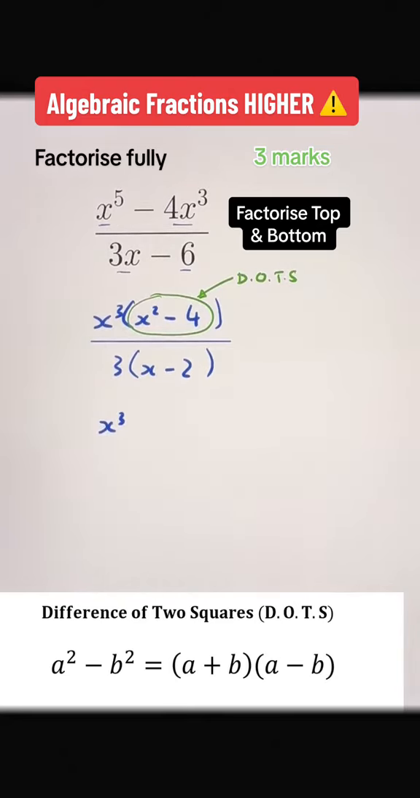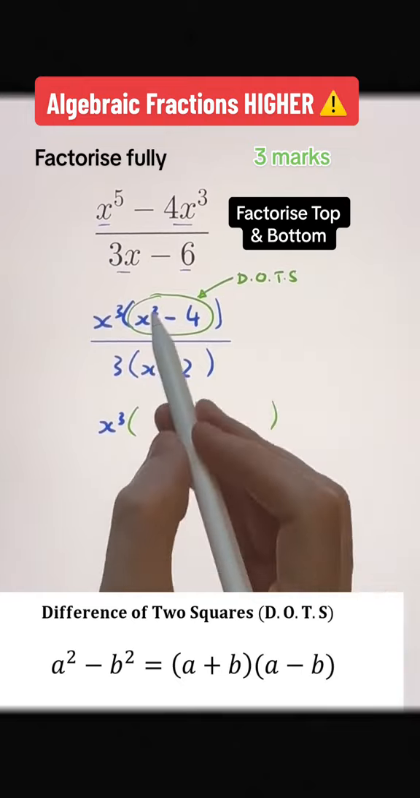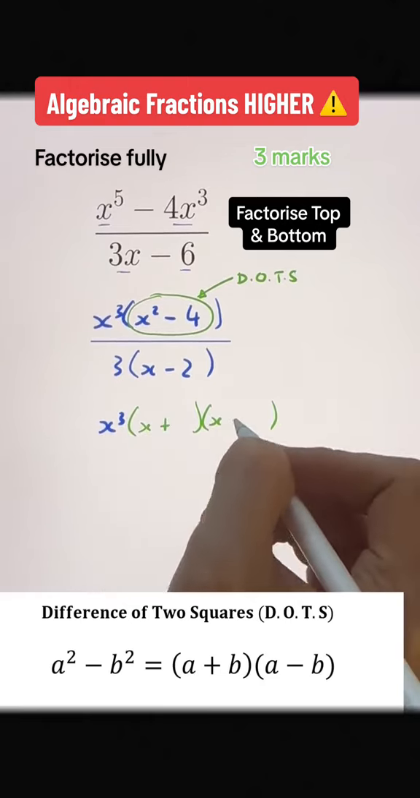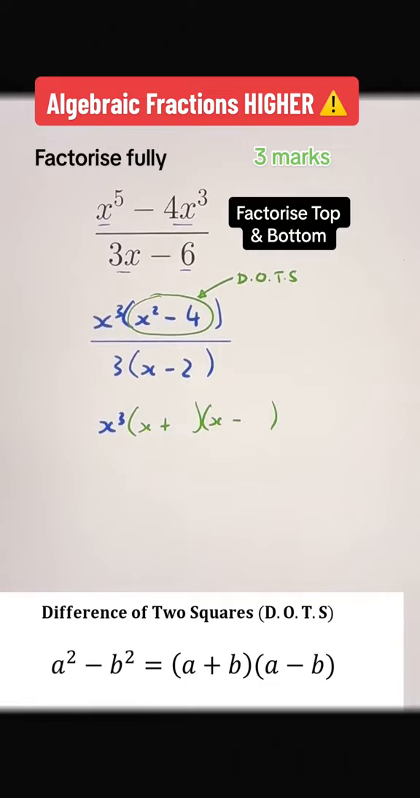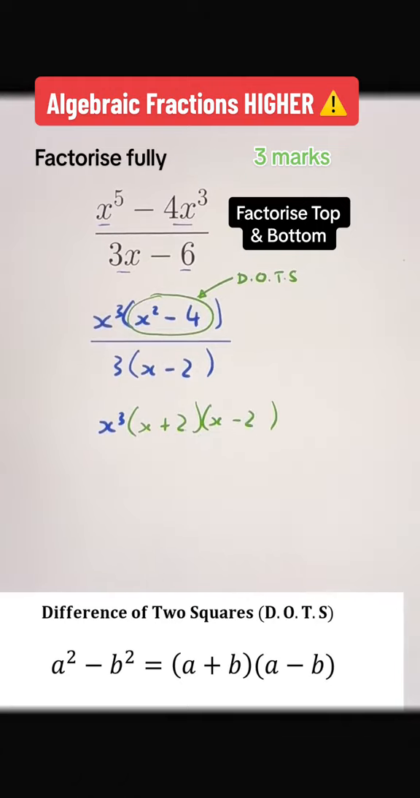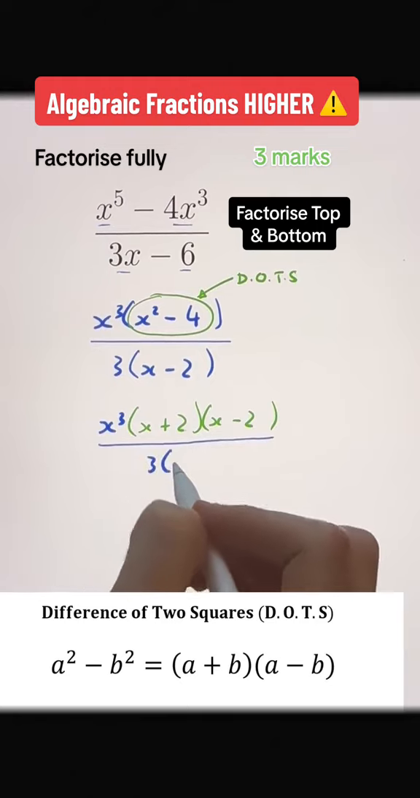I can rewrite x squared minus 4 in terms of difference of two squares, i.e. double brackets. What multiplied by itself gives you x squared will be x and x. One will have a plus and one will have a minus in any order. Now what number multiplied by itself gives you 4, or the square root of 4, is simply plus 2 and minus 2. And on the bottom, I still have 3, and in brackets x minus 2.